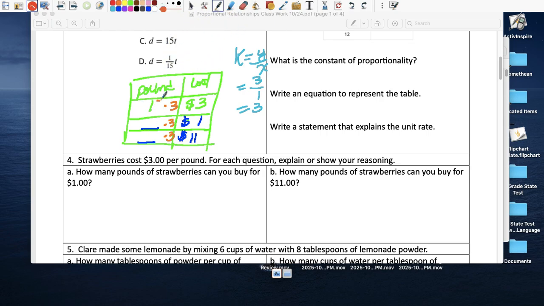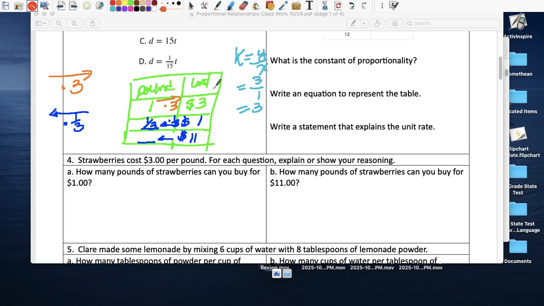So if you're going this way, you're multiplying by 3. If you're going that way, you might say divide by 3, but I'd rather you think of it as multiply by the reciprocal of 3, which is 1/3. So I'm going to get rid of this arrow here, because that's not the direction we're going to go. We're going to go this way. 1 times 1/3 is 1/3. So I can get 1/3 of a pound for $1.